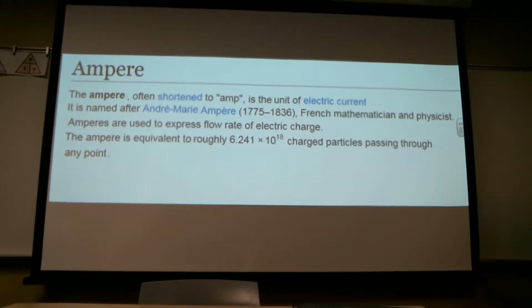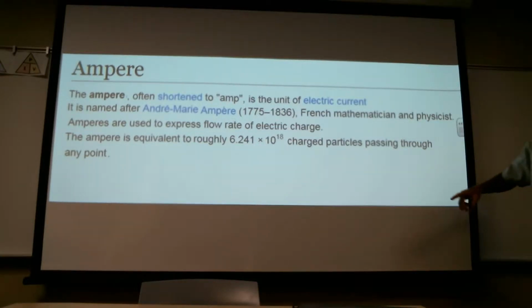The ampere, often shortened to amp, is the unit of electrical current. It's named after Andre Marie Ampere, and also not testable or tested. He's a French mathematician. I think he's dead. And he was a physicist. Amperes are used to express flow rate and electric charge.